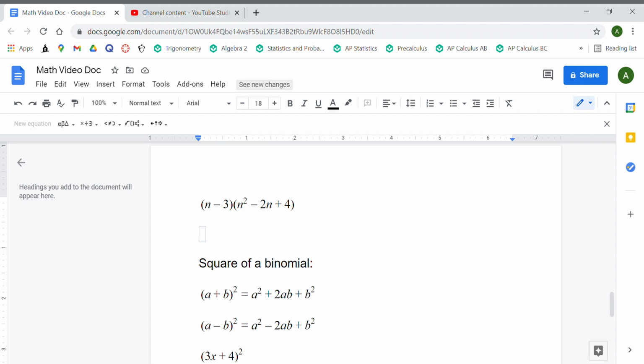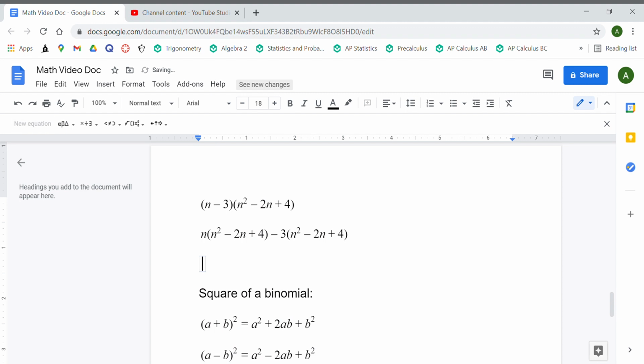Alright, so let's give it a try. So we take the first term of the first polynomial and multiply it by the entire trinomial. So it's n times n squared minus 2n plus 4. And then minus 3 times n squared minus 2n plus 4. We use the distributive property again and we get n cubed minus 2n squared plus 4n minus 3n squared plus 6n minus 12.